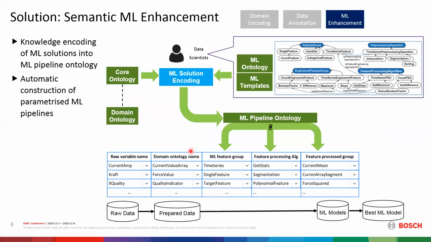After that, the data scientists can link the core ontology with machine learning ontology and machine learning templates to create a machine learning solution and encode it to machine learning pipeline ontology, from which machine learning feature groups assigned to each feature variable in the prepared data, feature processing algorithms, and feature process groups can be automatically reasoned. This enables automatic construction of parameterized machine learning pipelines.